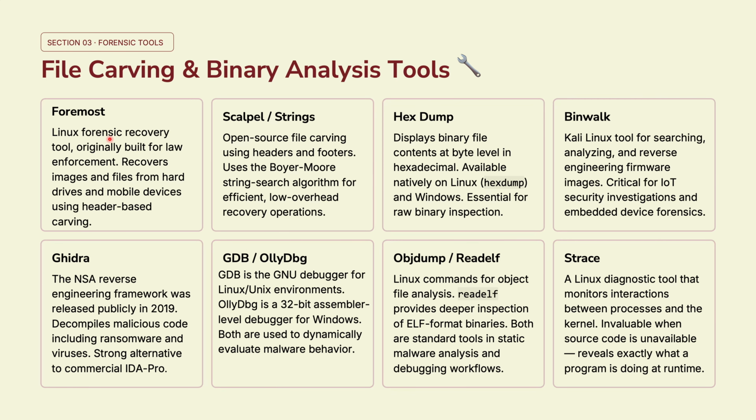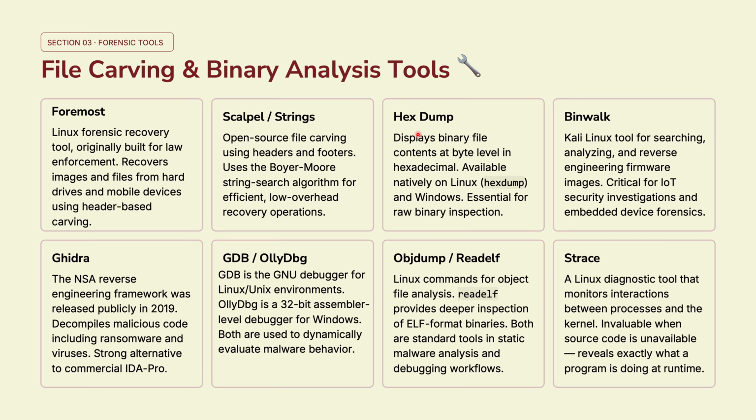Now, for example, the first one, Foremost, that's a Linux forensics recovery tool originally built for law enforcement. It recovers images and files from hard drives, mobile devices using header-based carving. Scalpel, now, open source file carving using headers and footers. It uses the Boyer-Moore string search algorithm for efficient, low overhead recovery operation.